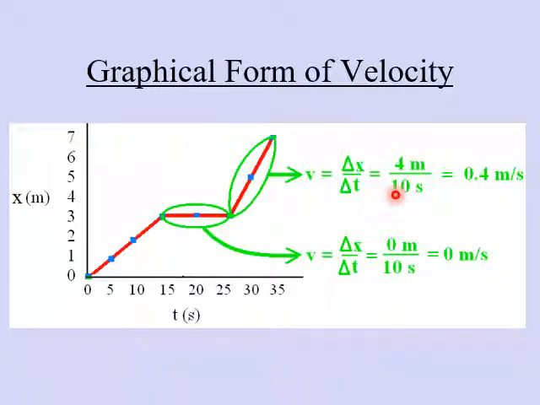And how long did that take her? Well, remember again, she started here at 25 seconds and ended here at 35 seconds. So the time interval is just 10 seconds, okay, not 35 seconds. So her velocity is 4 meters divided by 10 seconds. So 4 divided by 10, you can do that in your head. It's just 0.4. And so her velocity during this last portion here was 0.4 meters per second.